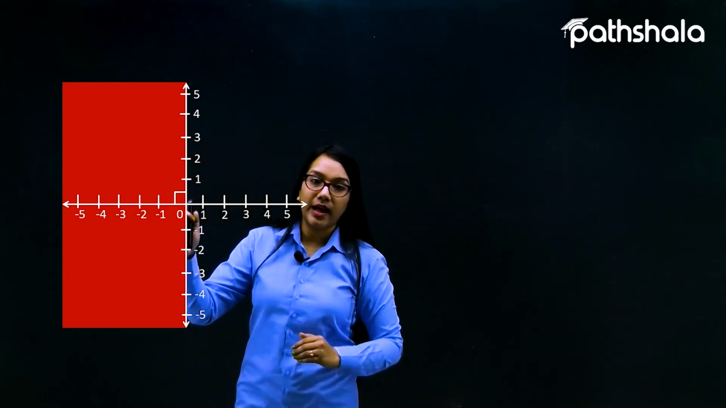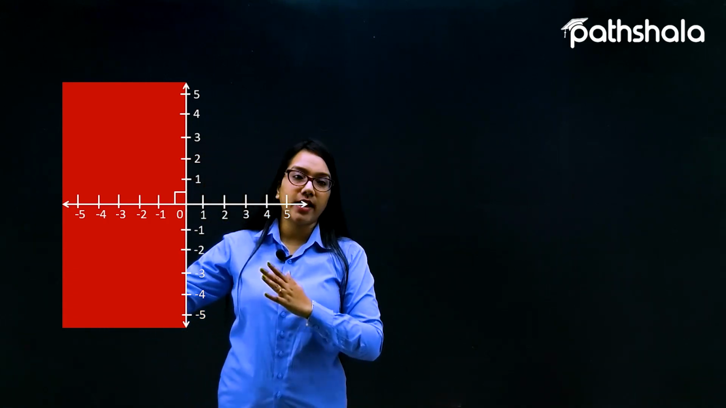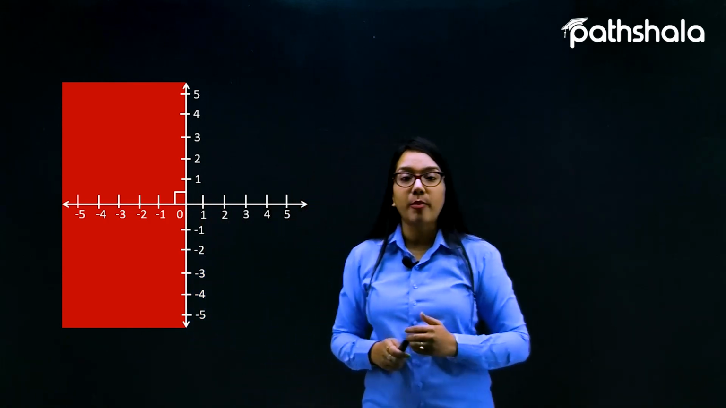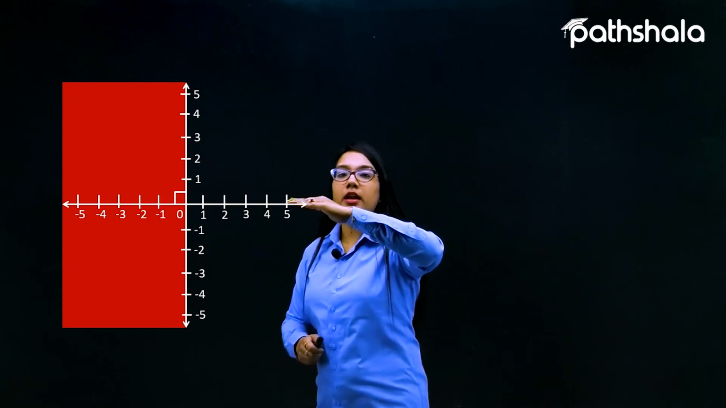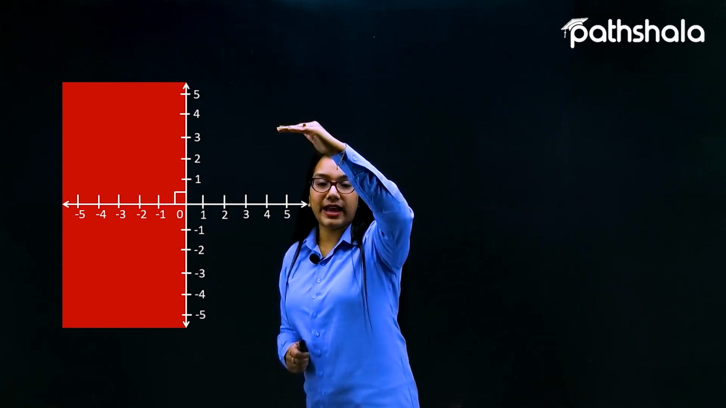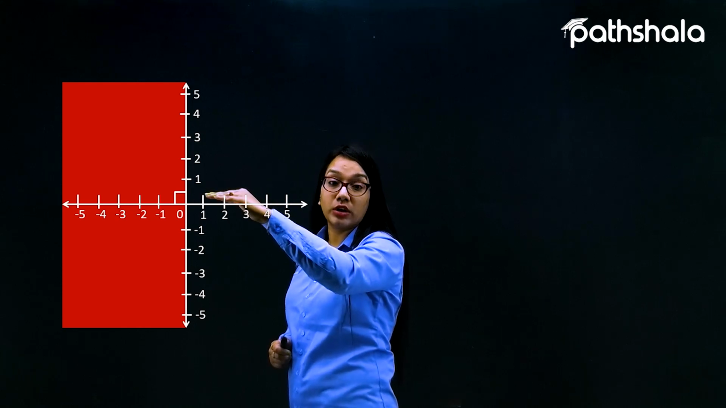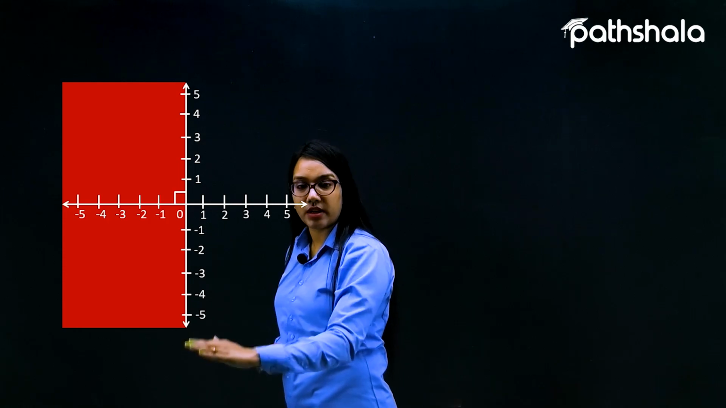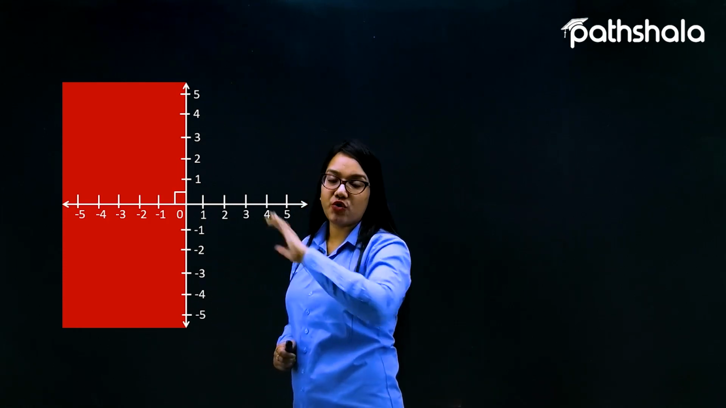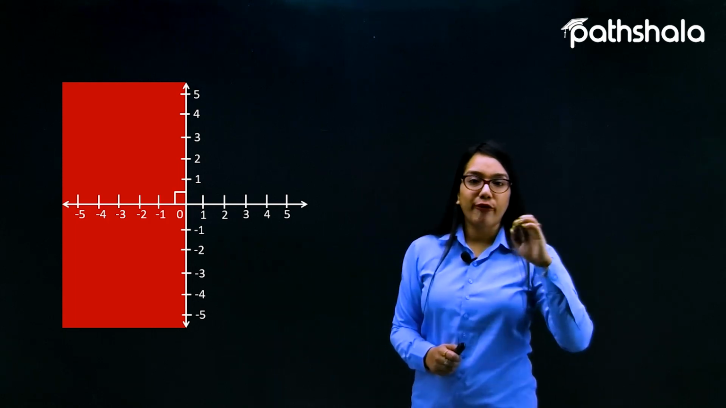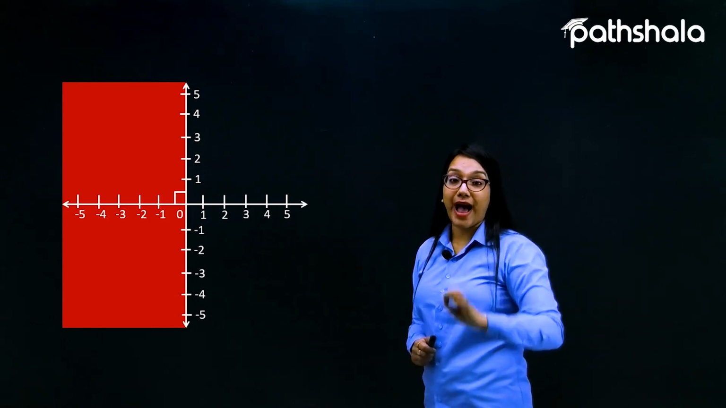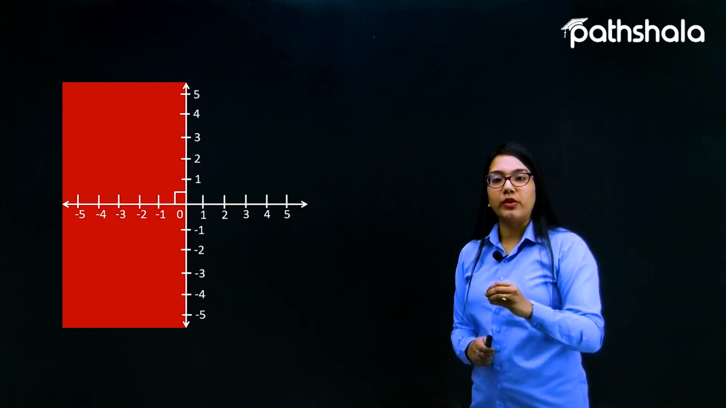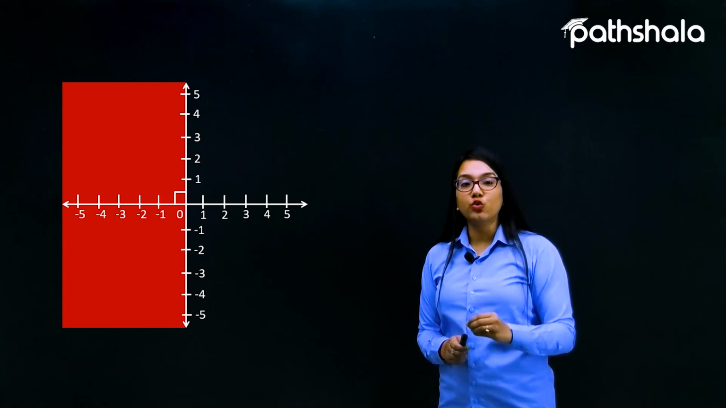The numbers that are lying on the left hand side of the y-axis are all negative. The numbers lying on the right hand side of the y-axis are all positive. The numbers in the upward direction on the y-axis are positive, and the numbers in the downward direction are negative, and the intersection of both these axes forms the number 0, which is called the origin. So this is all about the sign conventions of the numbers on the two axes.